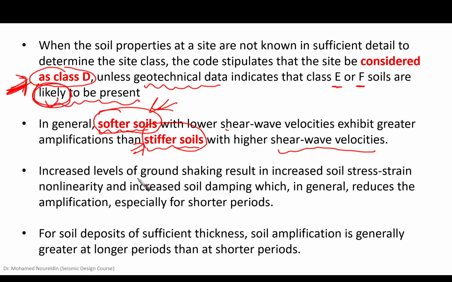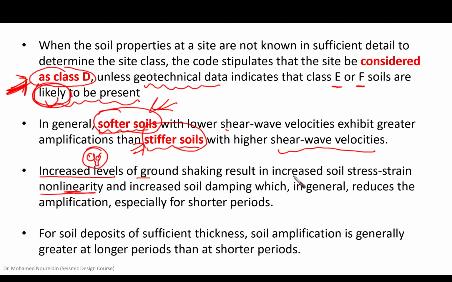Increased level of ground shaking means that our ground acceleration, which is PGA, the ground acceleration, is high. They found that increased soil stress-strain nonlinearity is going to take place. Do you see that? Do you understand it?